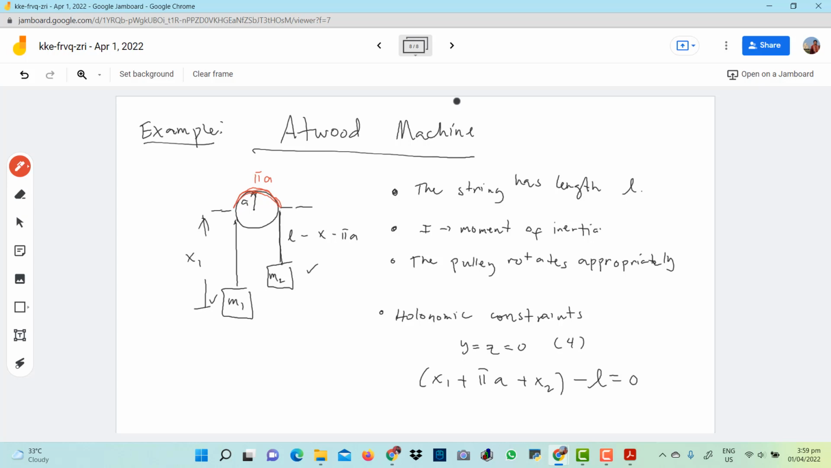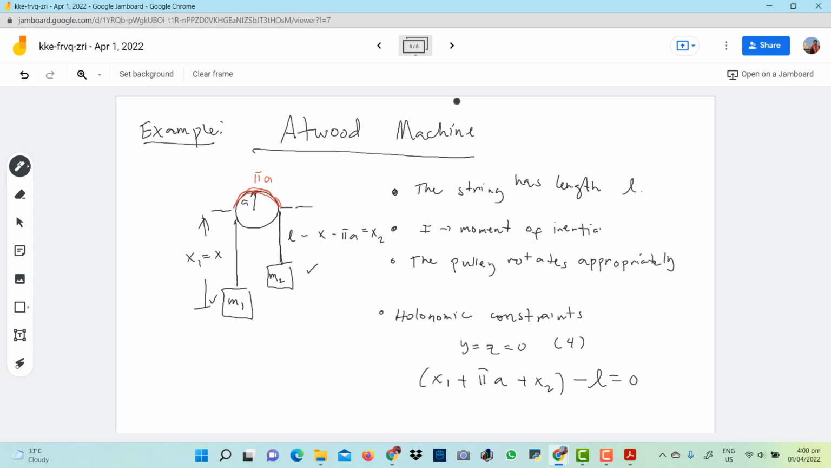I subtract x1, so let x1 be equal to x. So the length of the string is L, minus pi a, the semicircle length that we did not include here, and also minus x. So that is why x2 is equal to this one here.